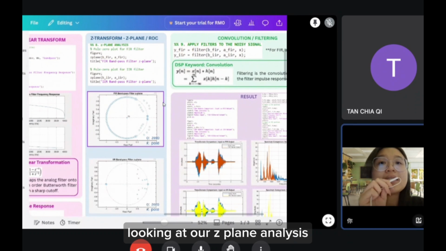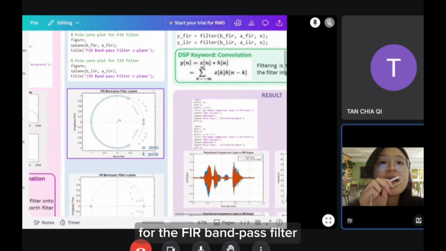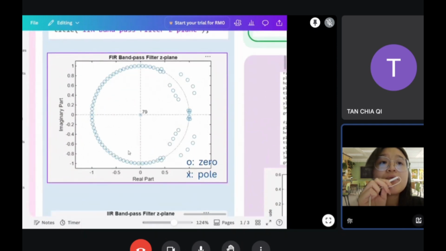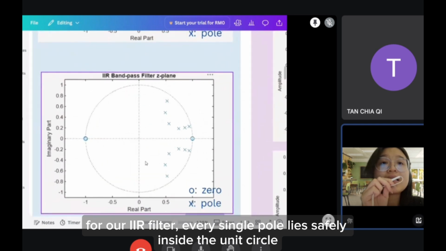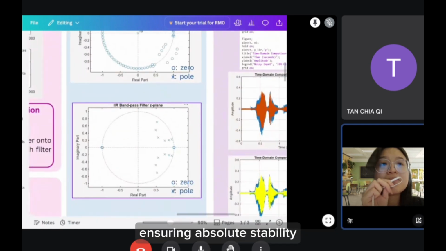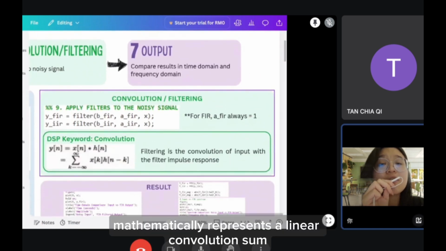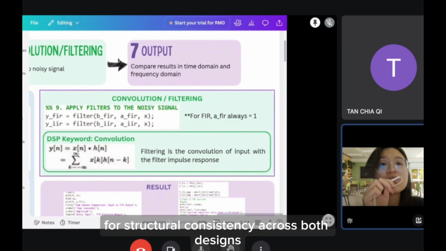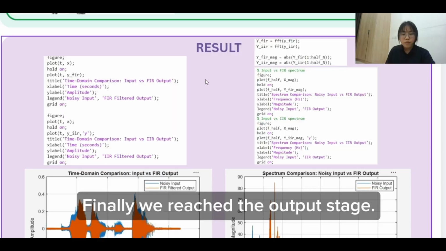Looking at our Z-plane analysis, the pole-zero plot provides immediate visual confirmation of our system stability. For the FIR bandpass filter, you can see all 79 poles strictly clustered at the origin, proving it is inherently stable. For our IIR filter, every single pole lies safely inside the unit circle, confirming that its ROC includes the unit circle, ensuring absolute stability. Finally, for the convolution and filtering stage, filtering mathematically represents a linear convolution between our noisy input and the impulse response. We execute this with the MATLAB filter function for structural consistency across both designs, effectively clearing out the noise.